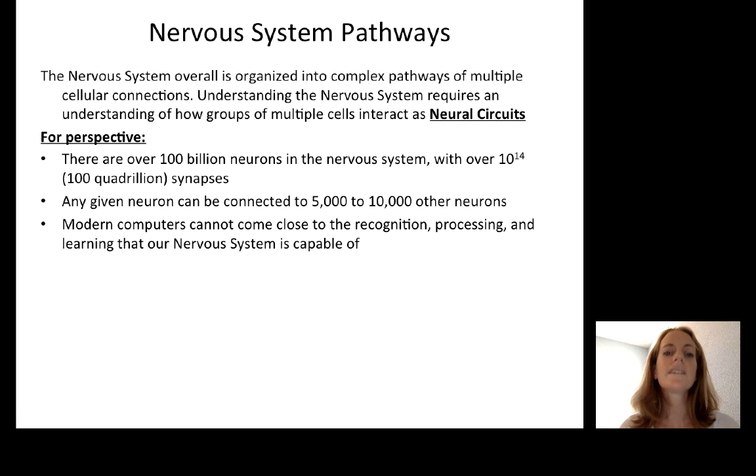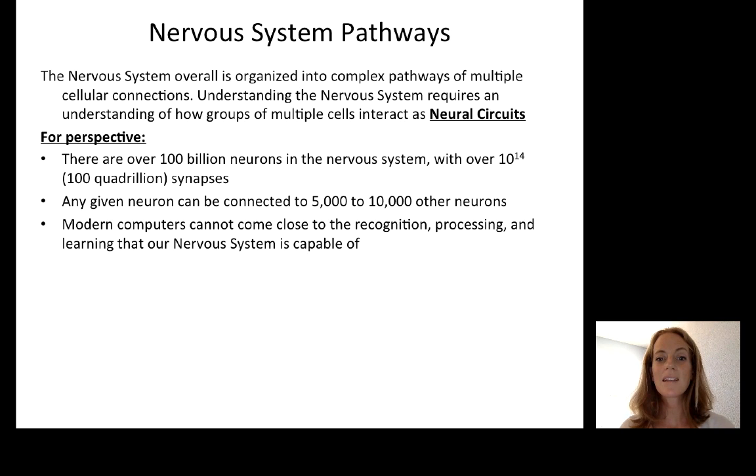So overall, the nervous system is organized into very complex pathways of multiple cellular connections. Understanding the nervous system requires an understanding of how groups of multiple cells interact as neural circuits. So you can already see just in the adding up of the EPSPs and IPSPs, that's only one cell, right, with all of its inputs. Now we're going to get to 100 billion neurons in the nervous system with over 10 to the 14 synapses. So now think about all of the EPSPs and IPSPs that are adding up all the time, all of the action potentials that can happen, and all of the signaling. It's kind of mind-blowing, right?